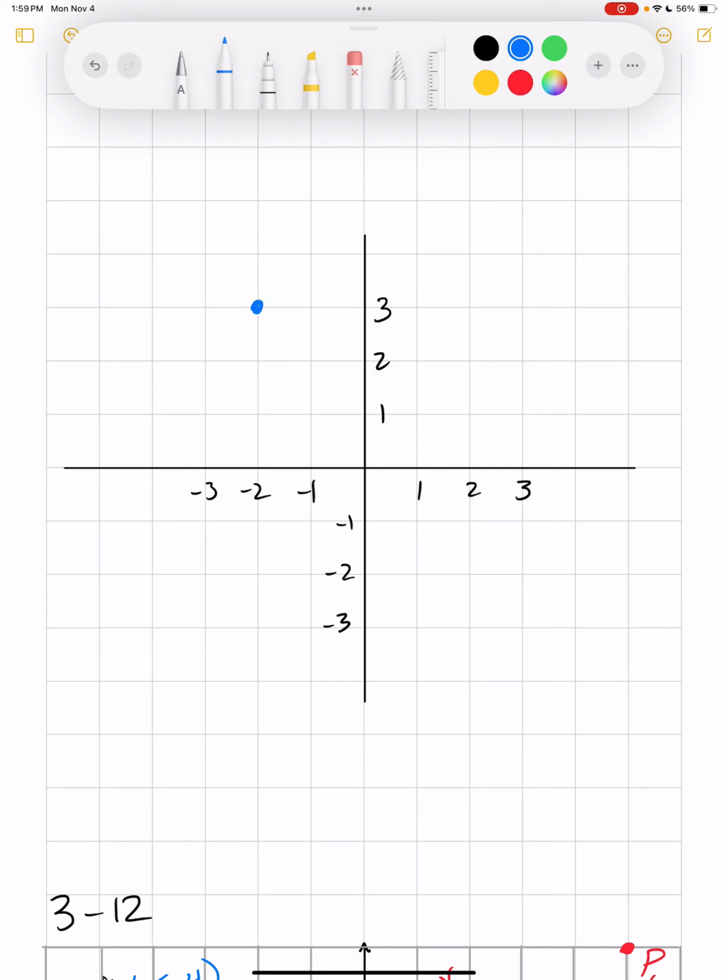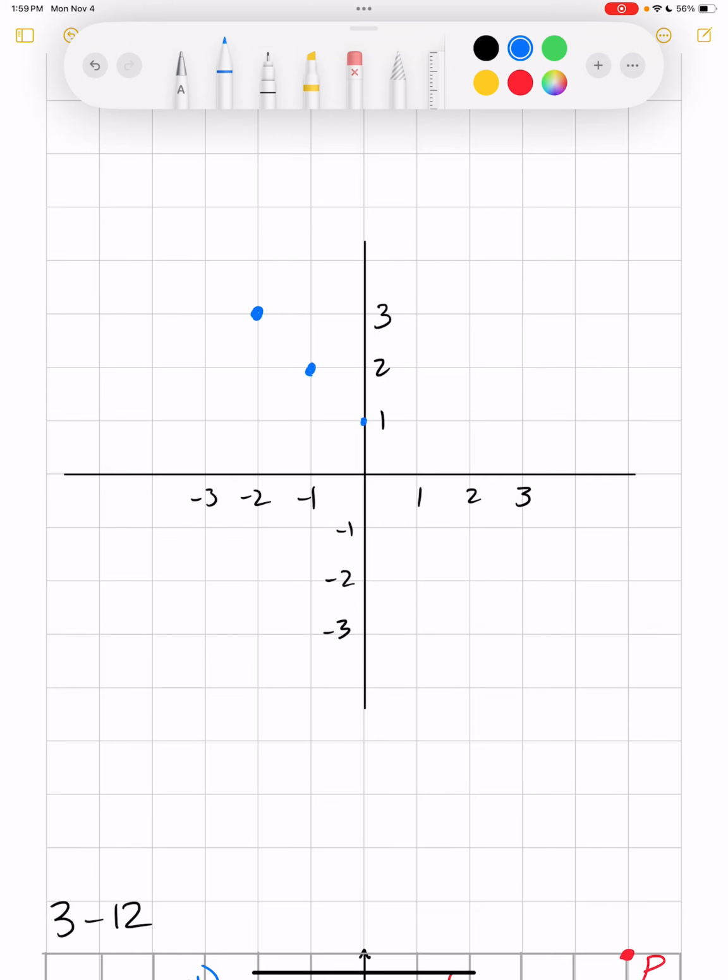Okay, what was the other point, Isaiah? Negative 1, 2. So negative 1 up 2. What's the next point? 0, 1. So at 0, then I go up to 1. What's the next point? 1, 0. So that's over here. And I think there was one more. 2 and negative 1. So that's over here.